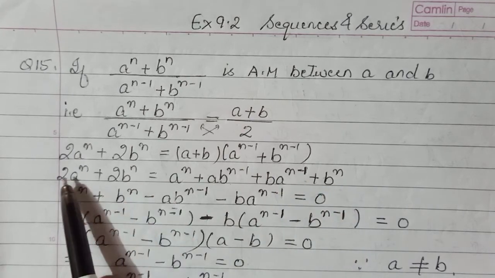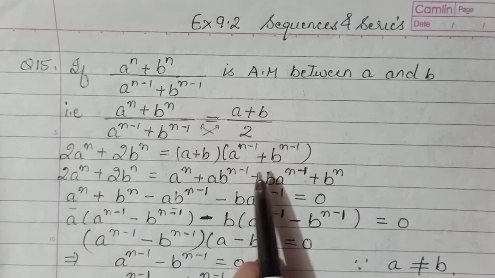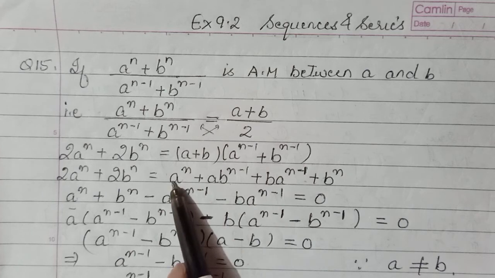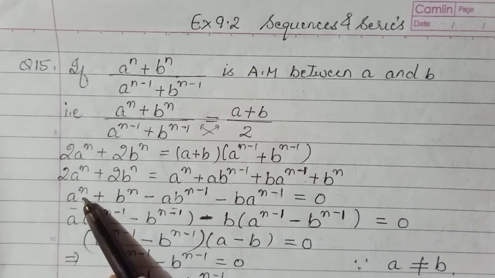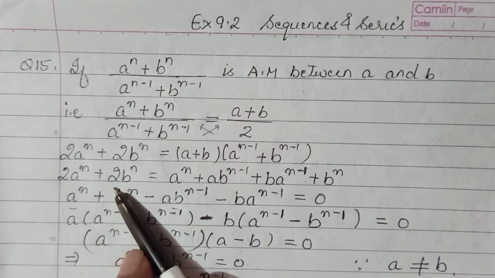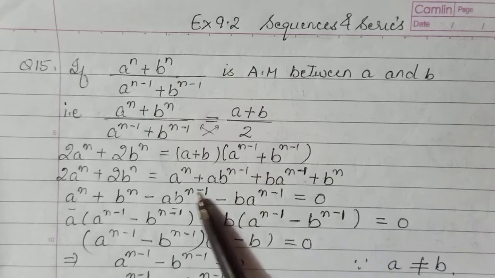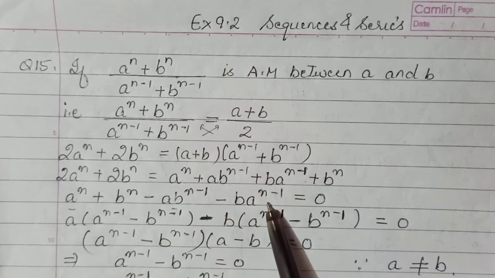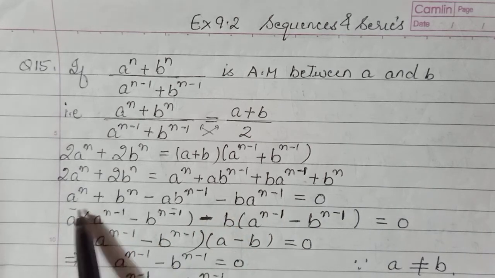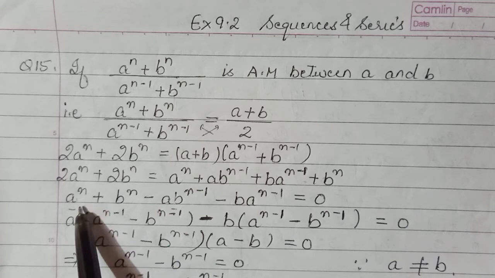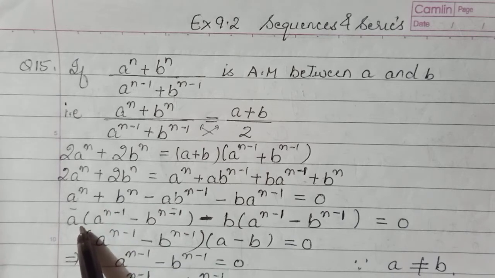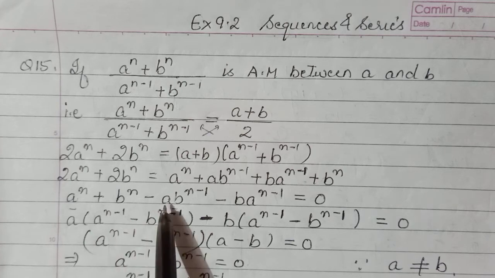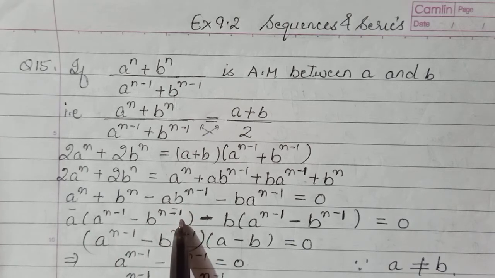Taking all the terms to one side, 2a to the power of n minus a to the power of n will go to the left hand side, and will give you a to the power of n. Likewise, 2b to the power of n minus b to the power of n gives you b to the power of n. And these two terms will come with a negative sign. Now you'll rearrange and factorize this. So take the first and the third term together. From both of these, a can be taken common. If you take a common from here, you're left with a to the power of n minus 1, and here, b to the power of n minus 1.